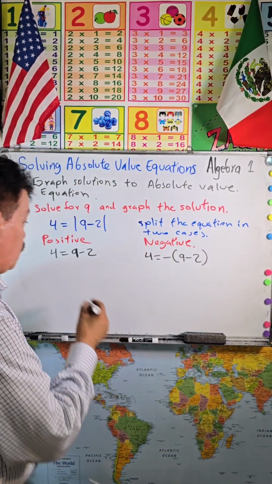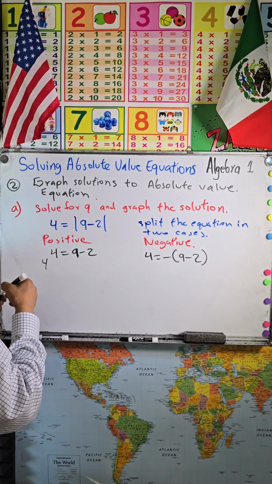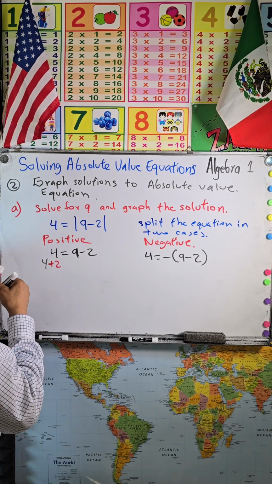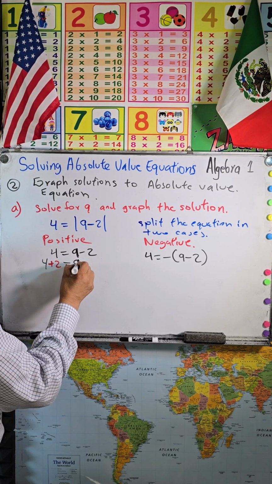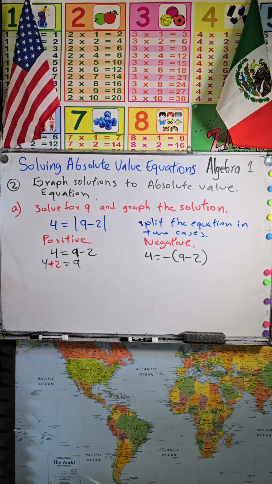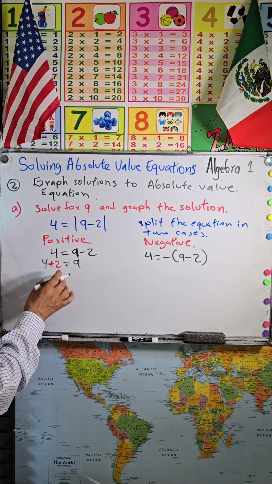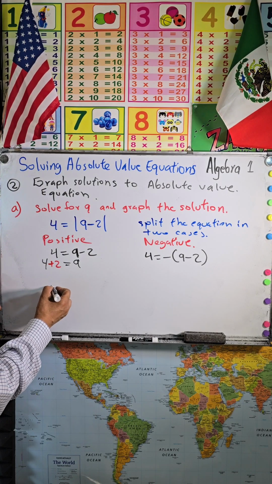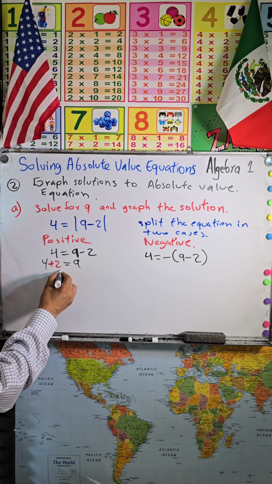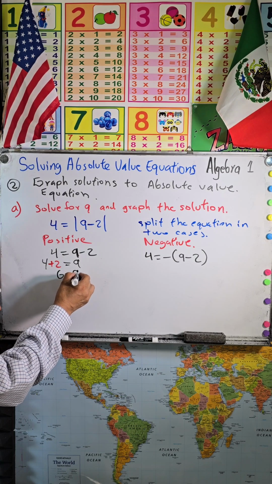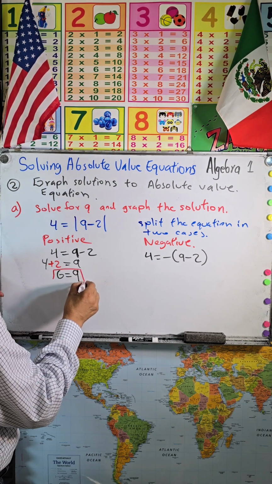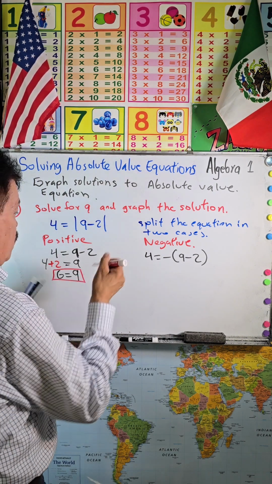All right, so let's write 4 plus 2 equals q. Here it will be 6 equals q. So actually this is one answer: q equals 6.